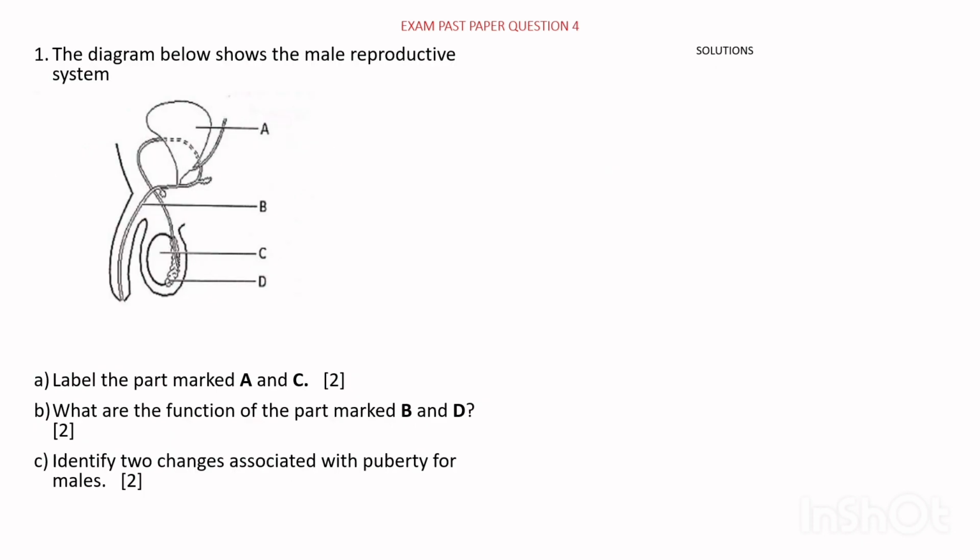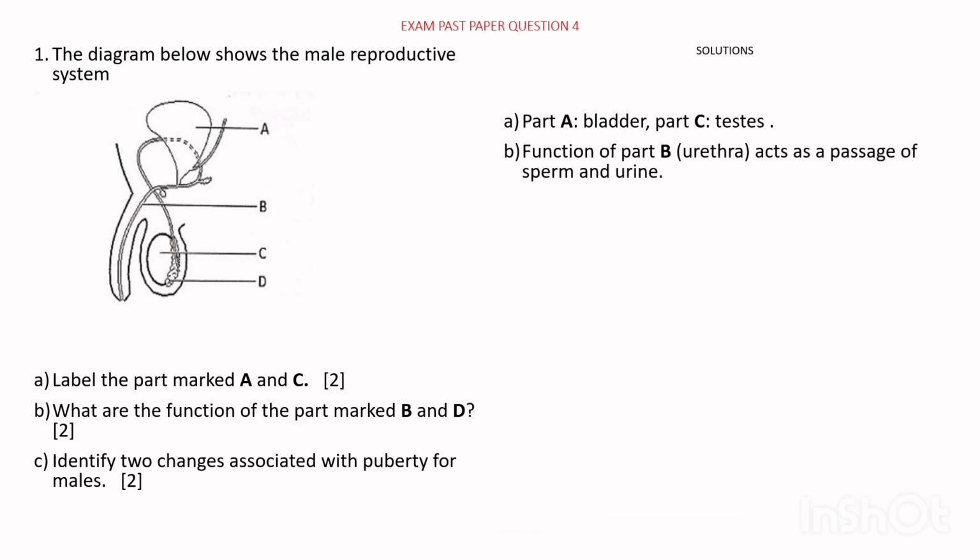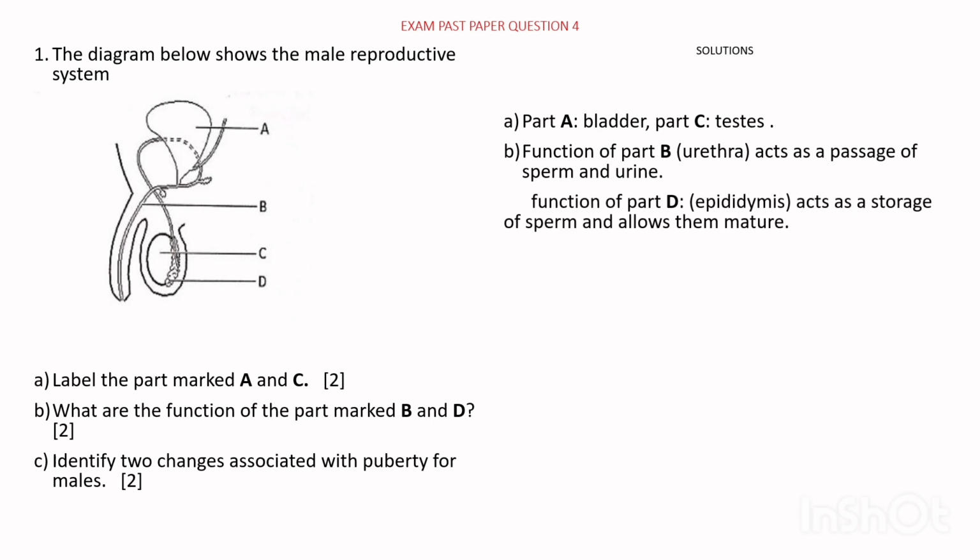Exam past paper question 4. The diagram below shows the male reproductive system. A. Label the parts marked A and C. Part A is the bladder, part C is the testis. Question B. What are the functions of the parts marked B and D? The function of part B, the urethra, is to act as a passage of sperm and urine. Function of part D, which is the epididymis, is to act as a storage of sperm and allow them to mature.